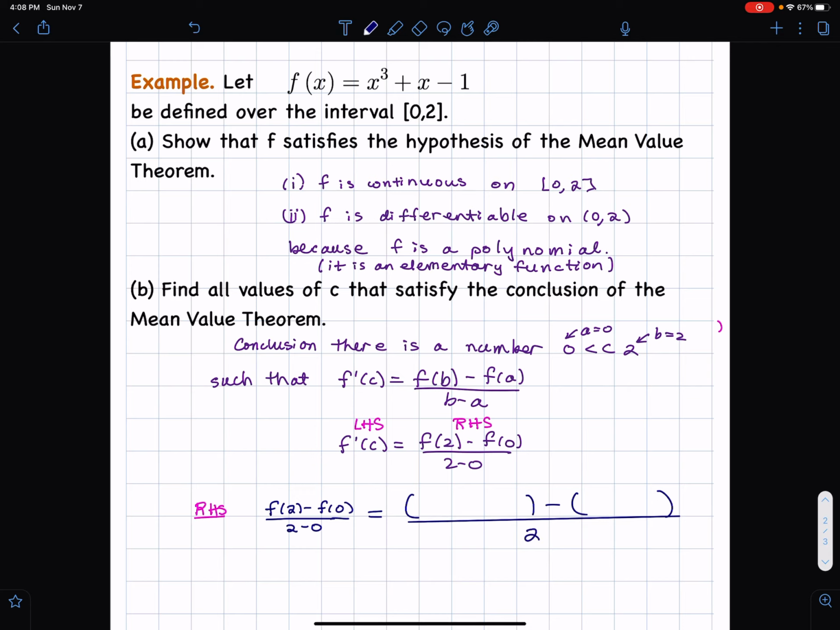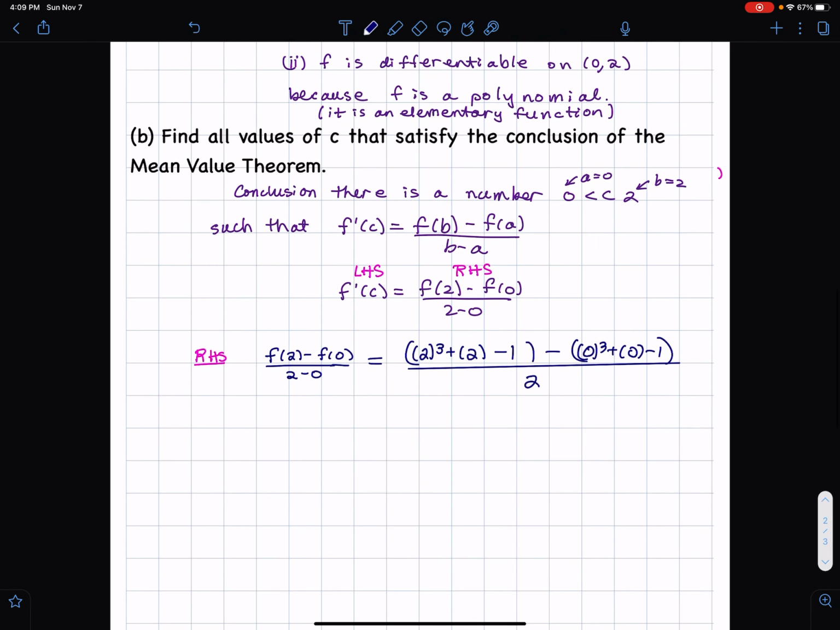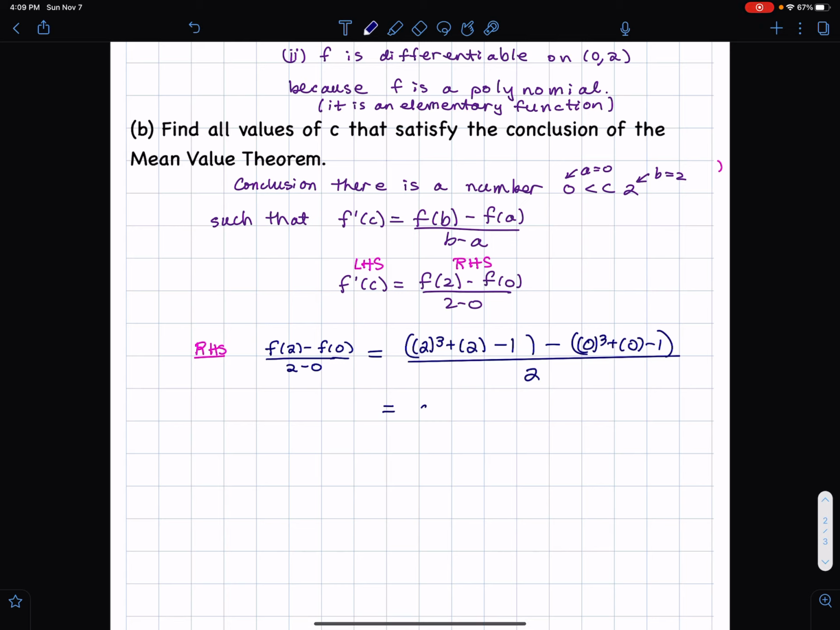So I'm going to look at this right here, and wherever I see x, I'll put in 2. And then I'll look at the same thing, and wherever I see x, I'll put in 0. So 2 cubed minus 2 minus 1, minus 0 cubed plus 0 minus 1. Let's see if I can do this without a calculator. 2 to the third is 8, plus 2, minus 1, minus, well, 0 cubed is 0, so minus a negative 1, all over 2.